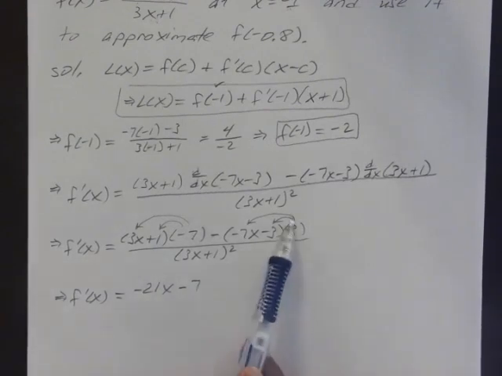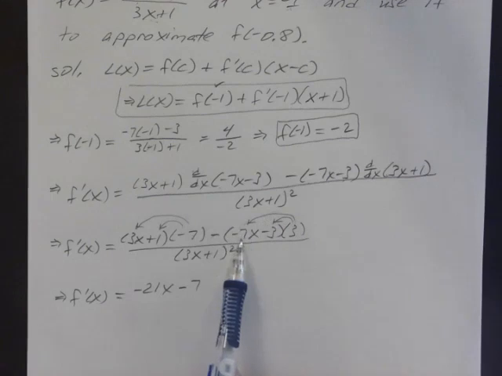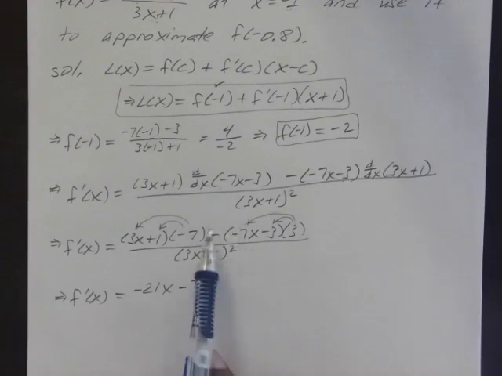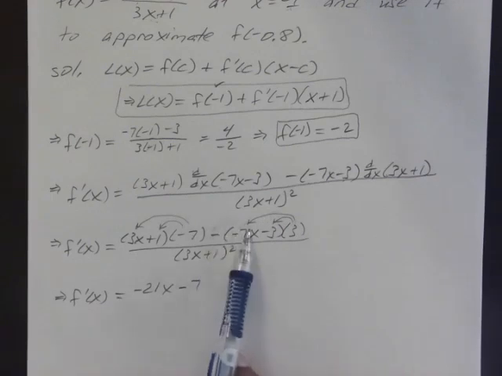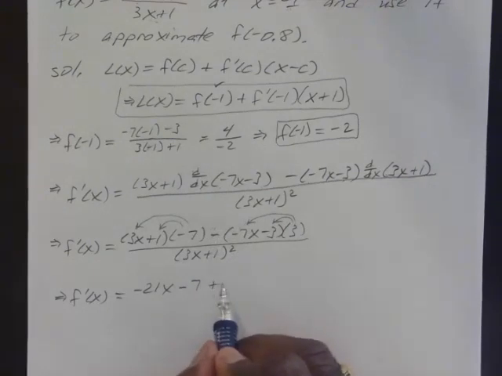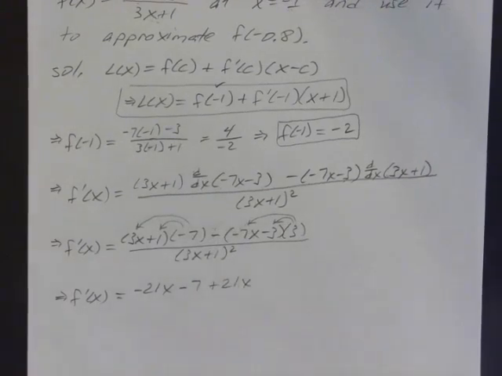And if we distribute this 3, that gives us -21x. But if we distribute this negative, that makes it positive. So plus 21x. So if we distribute this 3, that gives us -9. But as soon as we distribute this, that gives us positive 9. So plus 9. Divided by 3x plus 1 squared.